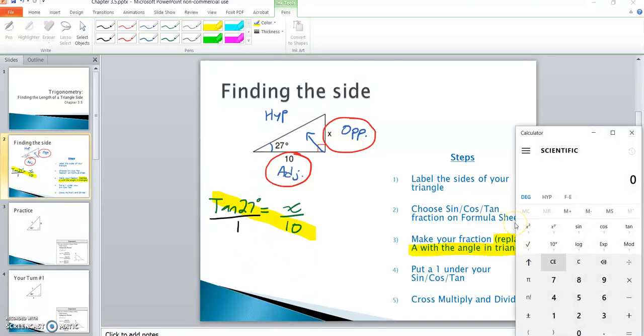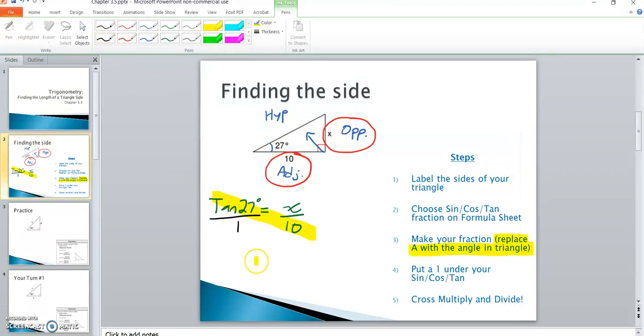So at this point I'll get out my calculator and I'm going to go 27, tan, times 10, divided by 1. So 5.09. So we can just say that that is very close to 5.